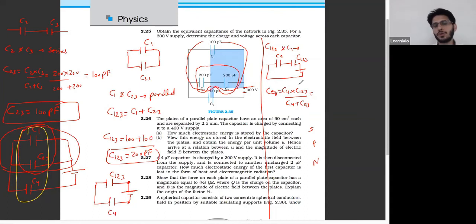So it's C4 into C123 by C4 plus C123. C4 is 100 and C123 is 200. So it's 100 into 200 by 300, which is 200 by 3 picofarad. That's the final answer.